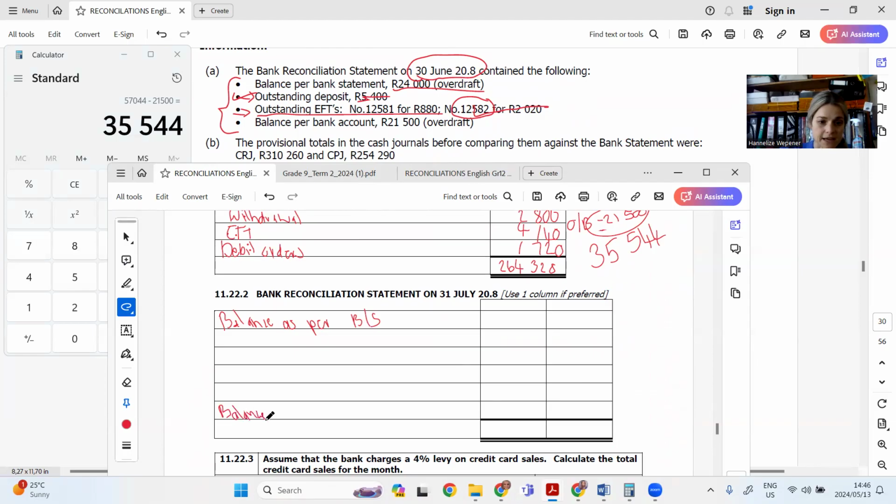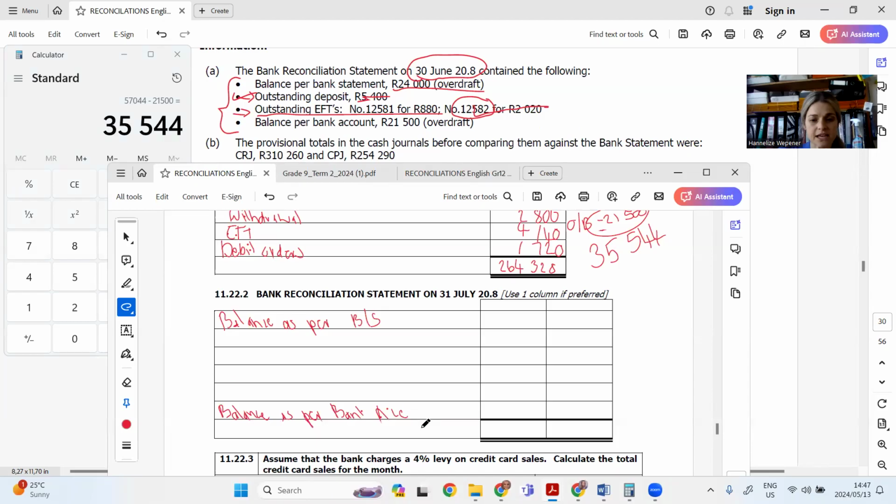So balance as per, why is it writing like that now? As per bank account. I changed this thing, but now I don't know what's going on. To bank account.